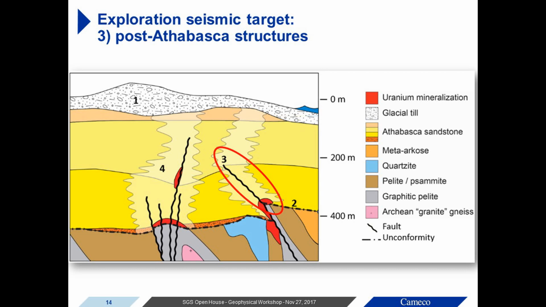From here, we're going to move on to some examples of directly imaging post-Athabasca structures, which play a significant role in focusing mineralization as a form of geological trap and conduit for fluid flow, yet another source of geotechnical challenges when it comes to shaft sinking and mine development.